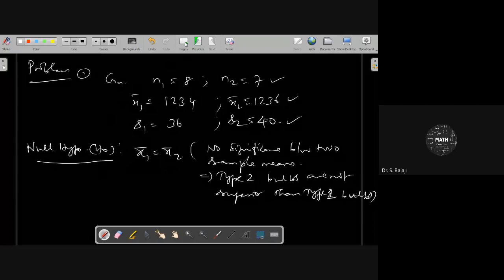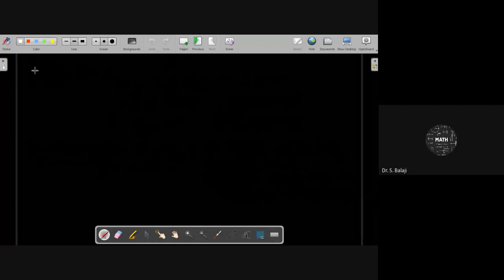Similarly, the alternative hypothesis H1. What about the alternative hypothesis H1? We are going to say that here. How can you choose here?